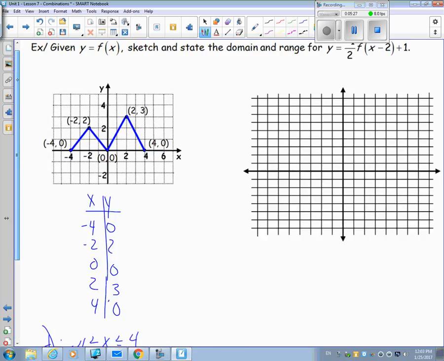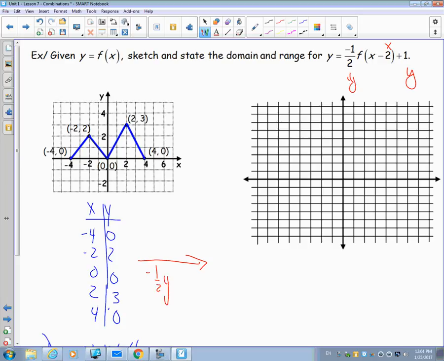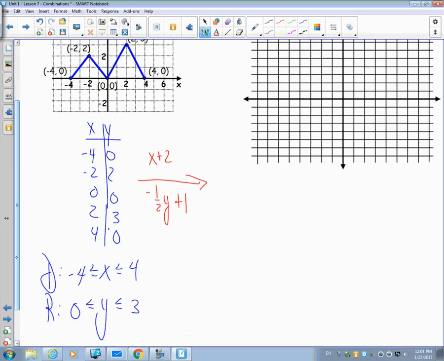Okay, transformation time. Things that affect the y's are on the outsides. A y, and a y, and x is on the insides. So what do we need to do to y? I need to take -1/2 of them, and I need to add 1. And the x's, it says subtract 2, so I have to add 2. I can do that to both my table and my domain and range. Add 2 to my x's. That's easy. Okay. -1/2 of y plus 1.